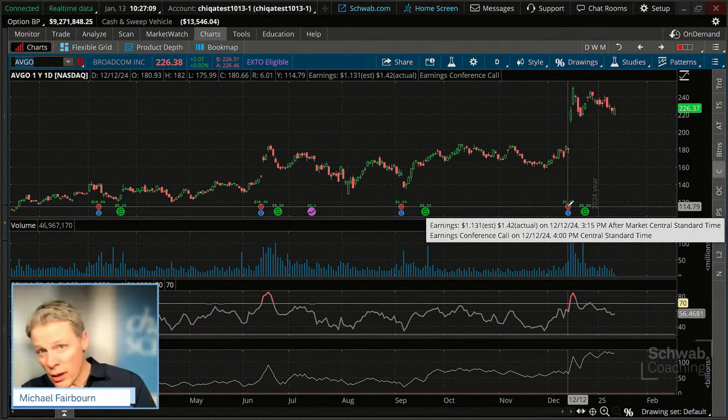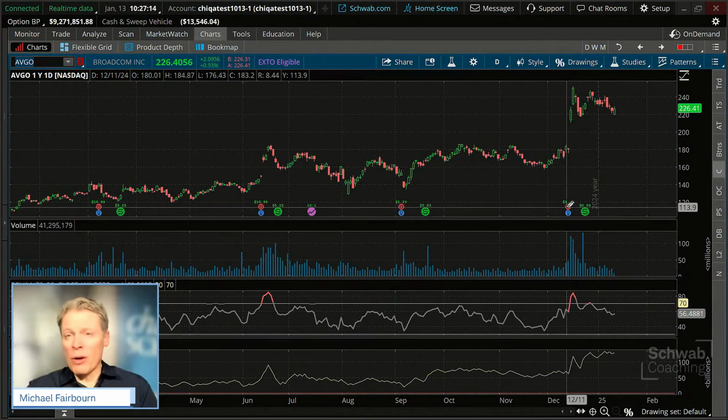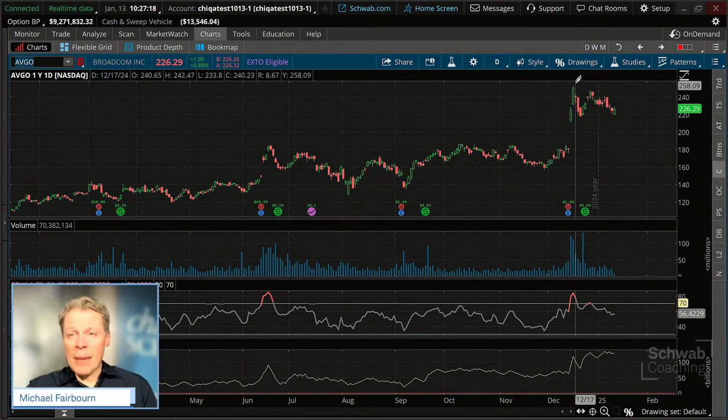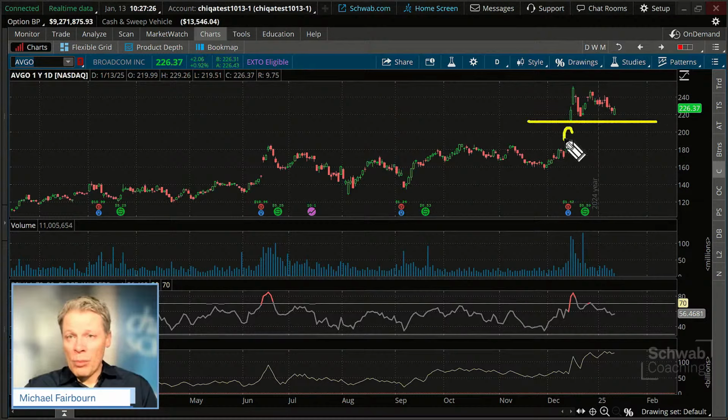If I point to it right there, yeah, they beat it by about, I would say, 10, 11 cents, somewhere in that range. So they may have guided higher too. A lot of times you see these big gaps after earnings when the company does guide higher. But notice over here too, within that big gap, we've been holding this support level.